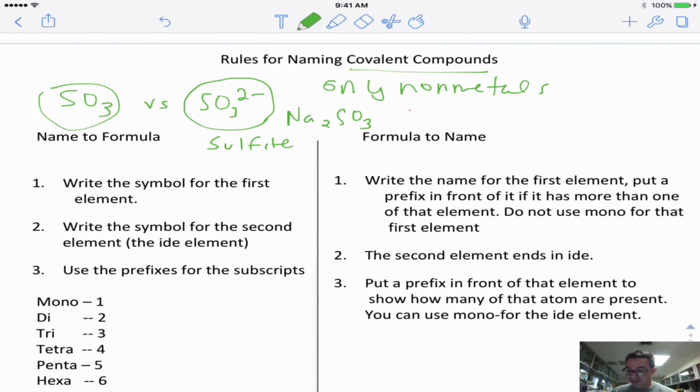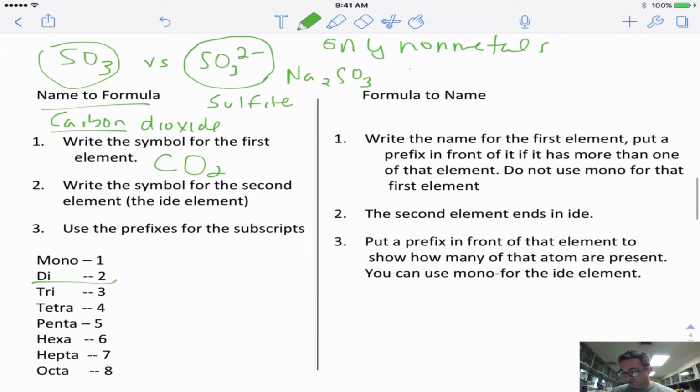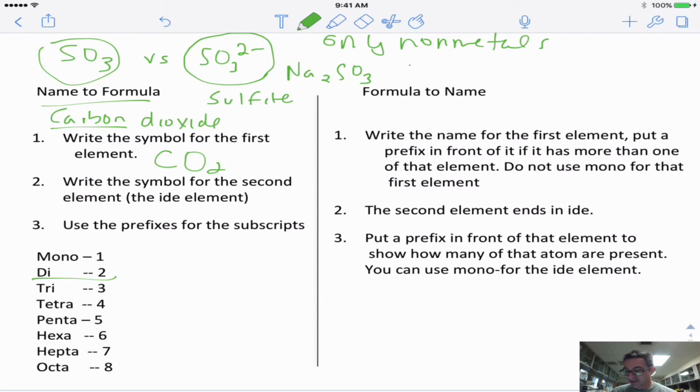Now, how do I do this? How do I name covalent compounds? Well, we're going to do name to formula first. So let's say I gave you a name that you probably know, carbon dioxide. So first you write the symbol for the first element, carbon, so that's C. Then you write the symbol for the second element, O. Then you use the prefixes as the subscripts. Since it's dioxide, it's 2 oxygens, so you would show di for 2 oxygens, and it would be CO2. Notice I don't have monocarbon dioxide, and that's because mono is used for the ide only.